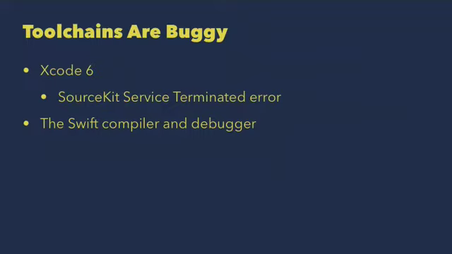So another reason is the IDEs and the compiler, debugger, all the toolchains are very buggy now. So you don't know whether you wrote the code wrongly or it's because of a compiler bug. So it's very frustrating to write Swift code at this point. And the other day I encountered this SourceKit service terminate error. Basically, every few seconds, this error will pop up. So it's annoying enough. I don't want to write Swift code.